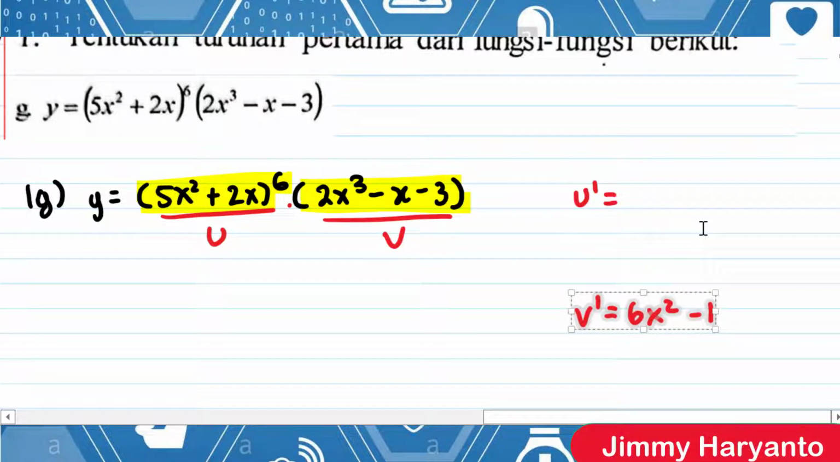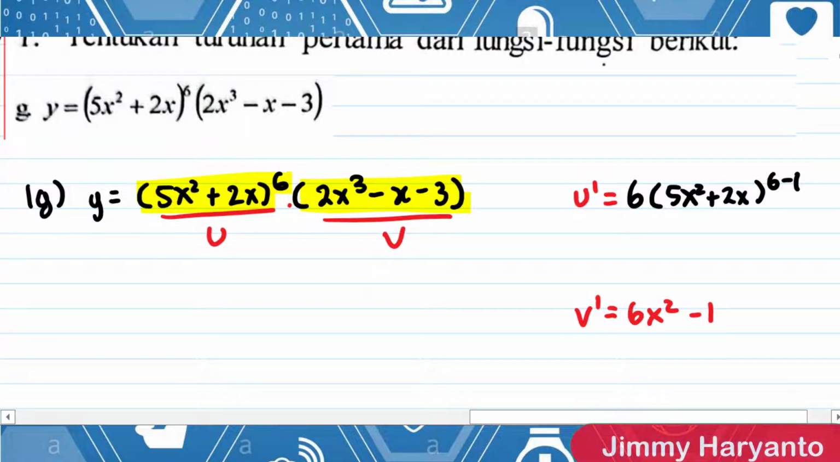How about the u accent? The u accent is a little bit difficult because we have the inner function. Therefore, we have to use the chain rule. Yeah, what is the chain rule? 6 moves to the front, you will get 6 times 5x squared plus 2x to the power of 6 minus 1.